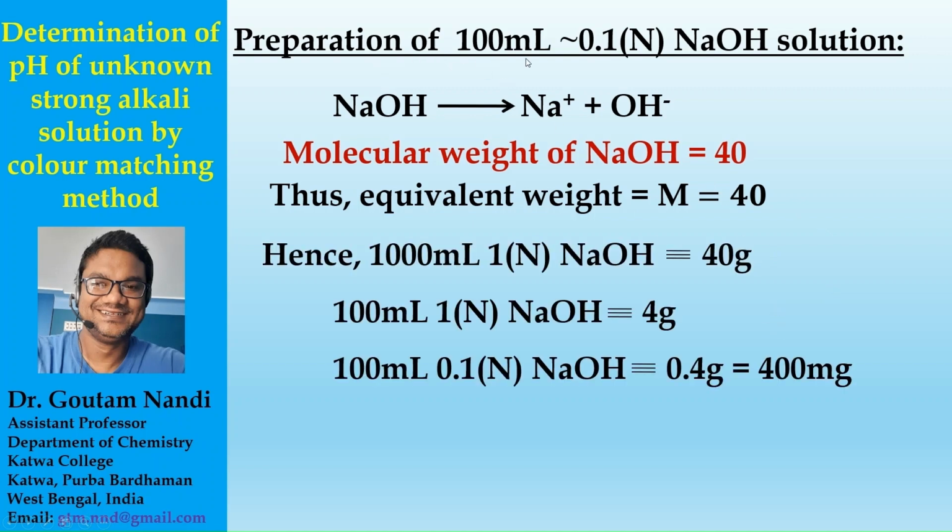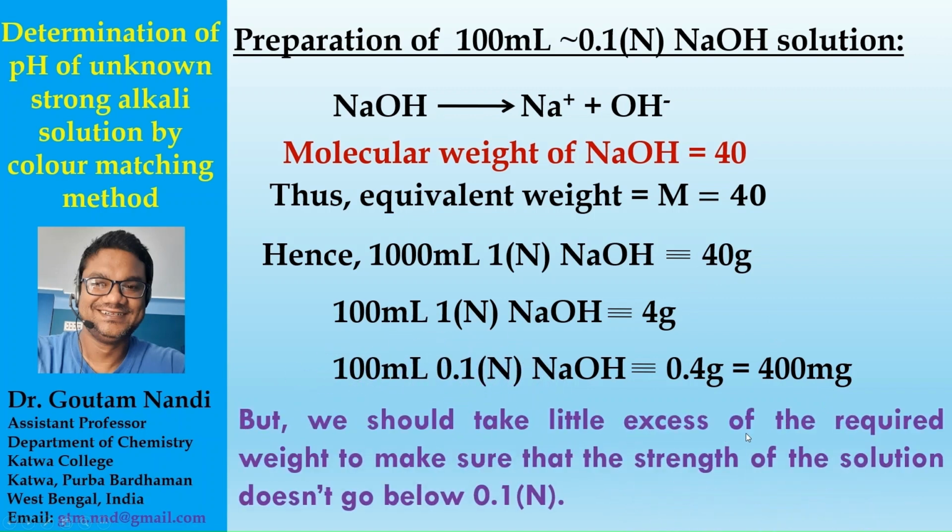So for preparation of about 0.1 normal NaOH solution, we have to take 400 milligram of solid NaOH. NaOH is available as pellets or beads, so you have to weigh that amount, but we will take a little bit of excess sodium hydroxide because NaOH is hygroscopic. Okay, that's why it is a secondary standard.